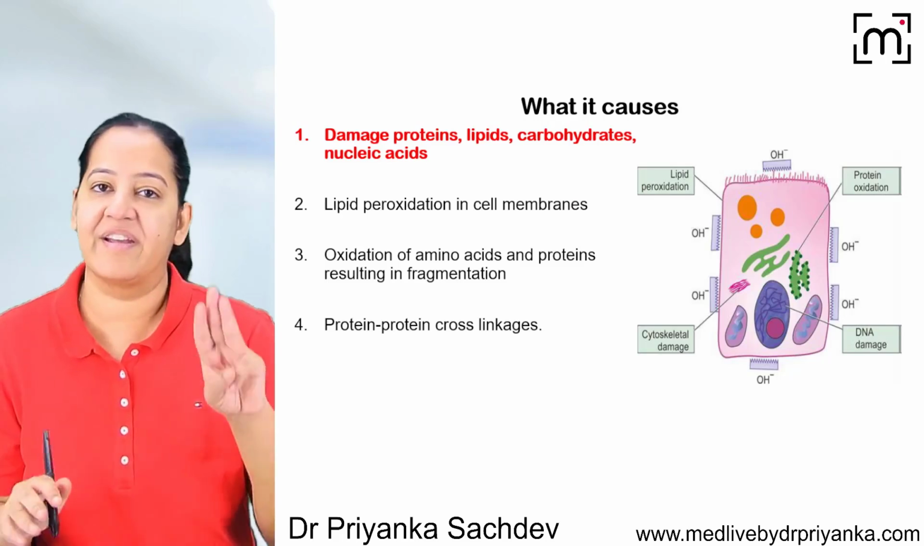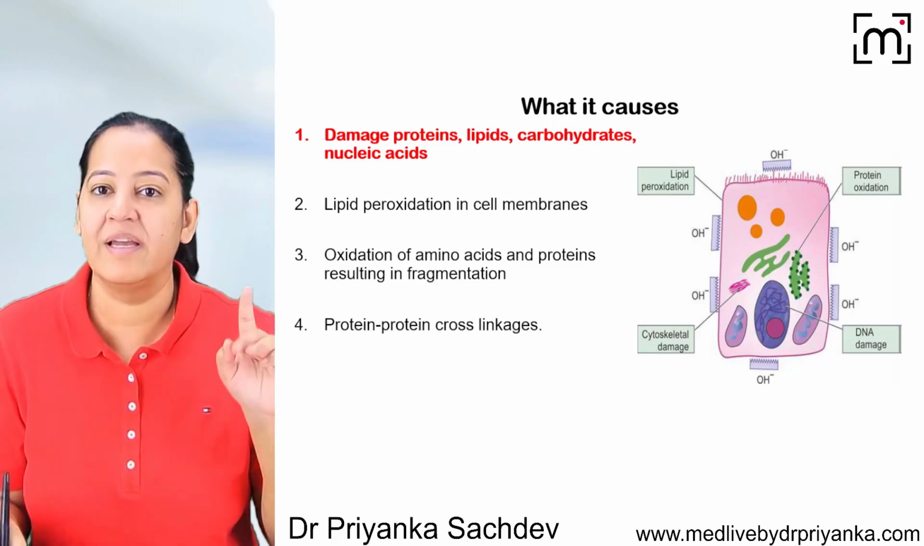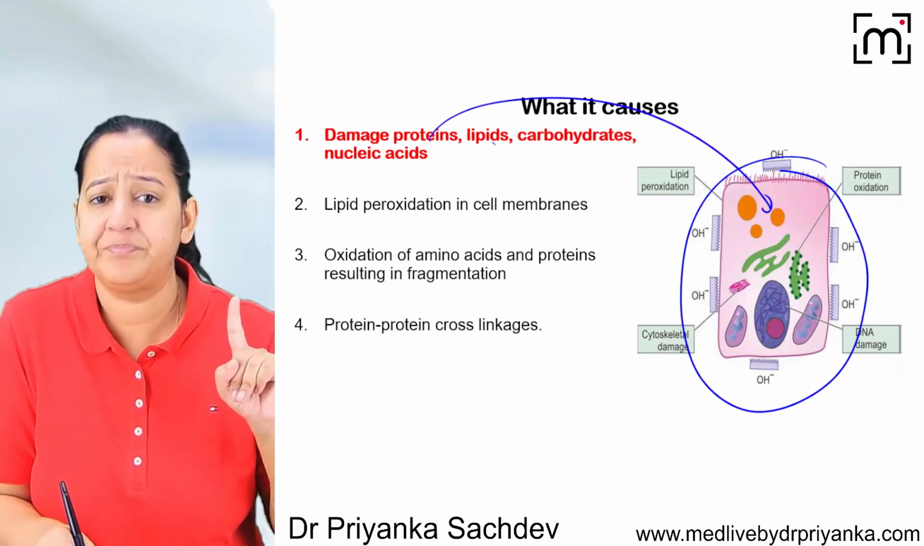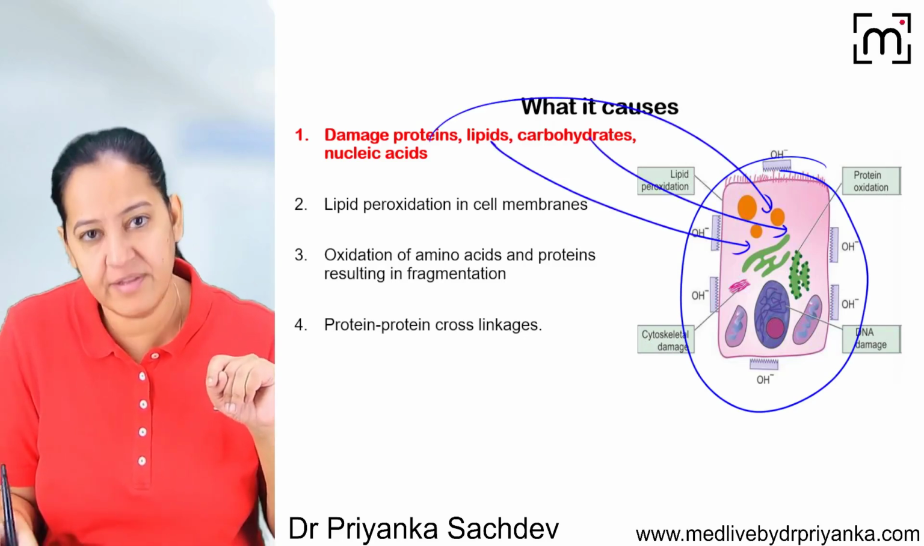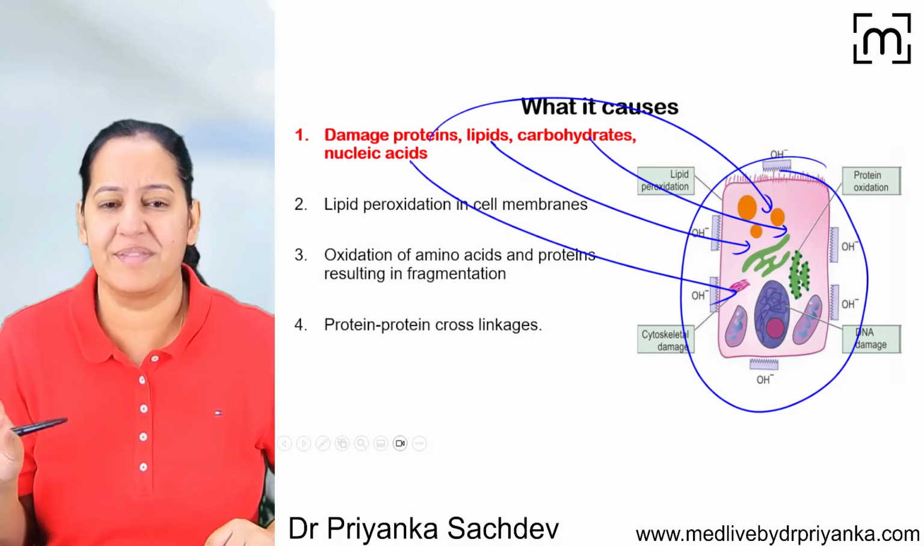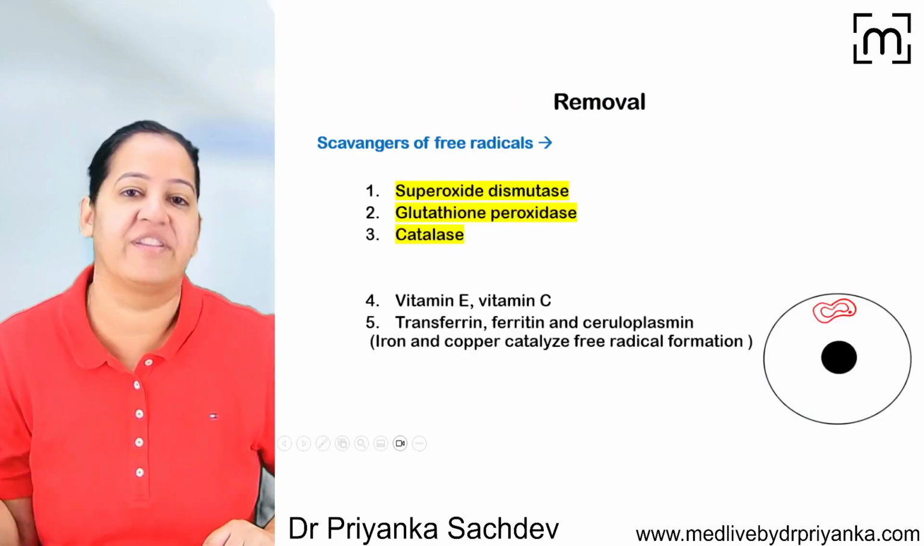Now, whatever is the free radical, there are three radicals. They are all generated inside the cell. They damage the proteins in the cell, lipids, carbohydrates, nucleic acids. They damage the cell completely. So this is what they cause. They are very reactive. They damage everything in the cell.